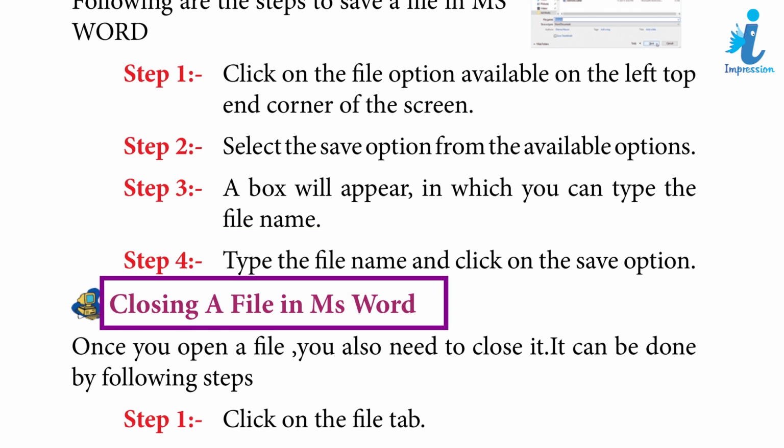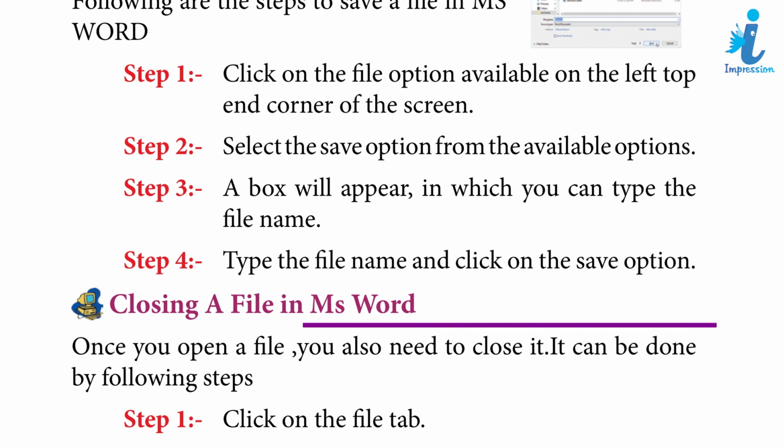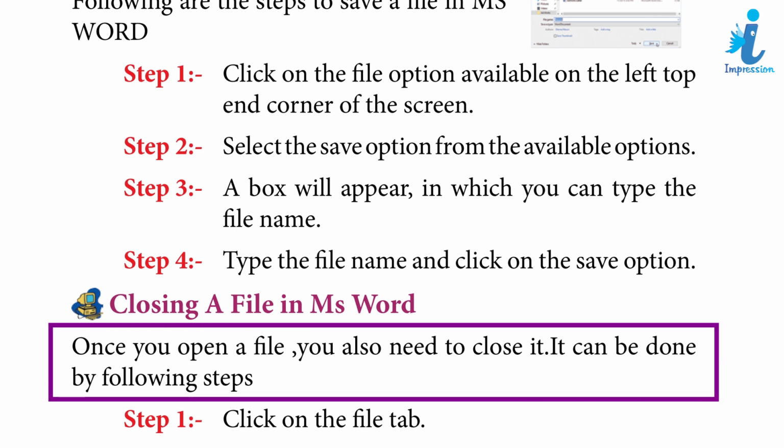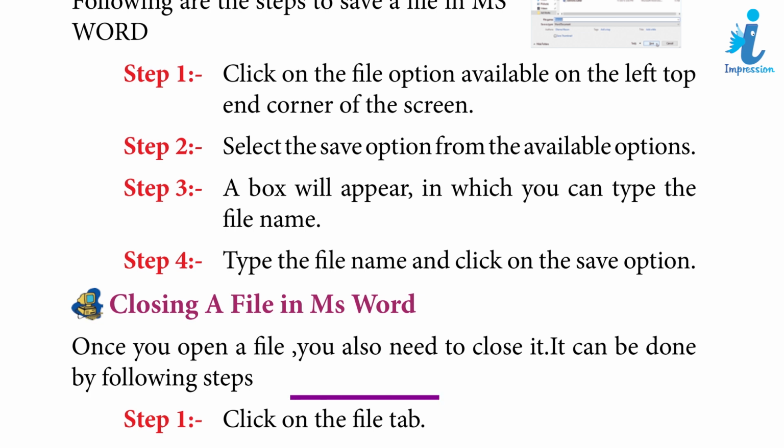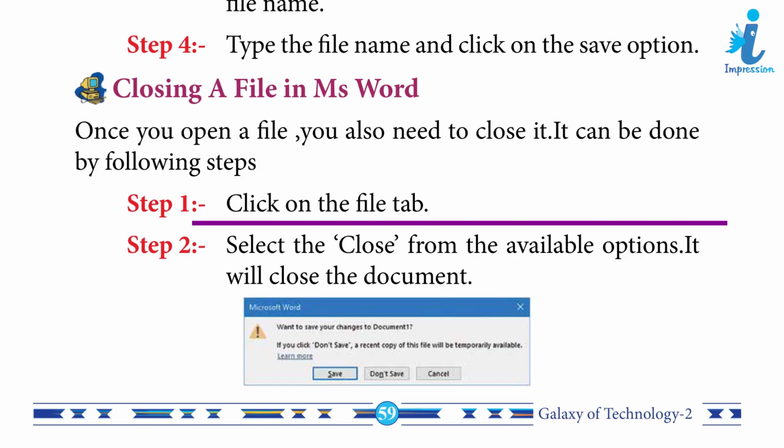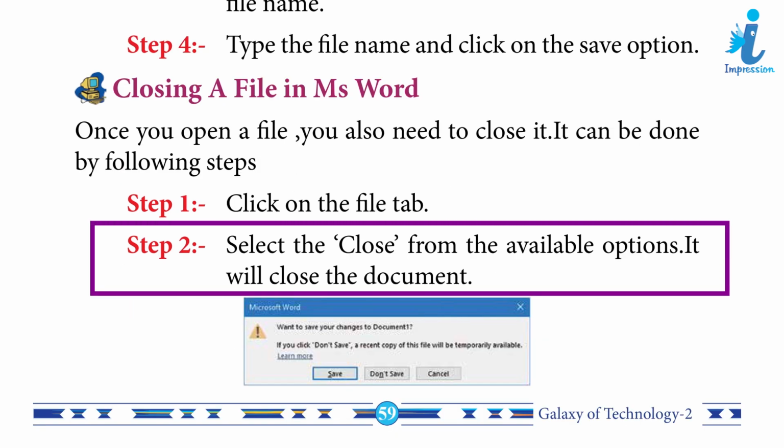Closing a file in MS Word. Once you open a file, you also need to close it. It can be done by following these steps. Step 1. Click on the File tab. Step 2. Select Close from the available options. It will close the document.